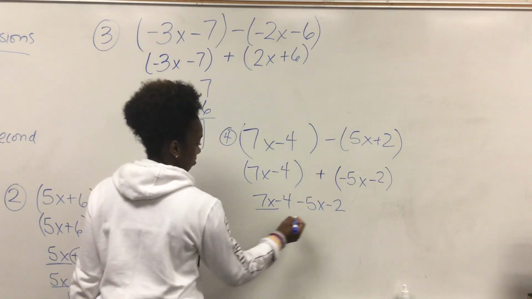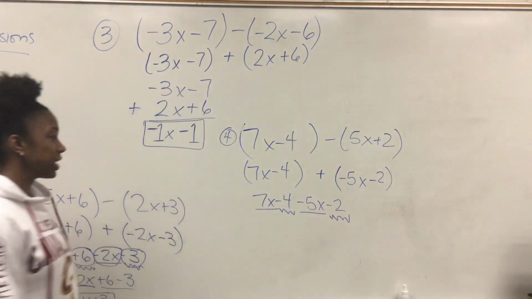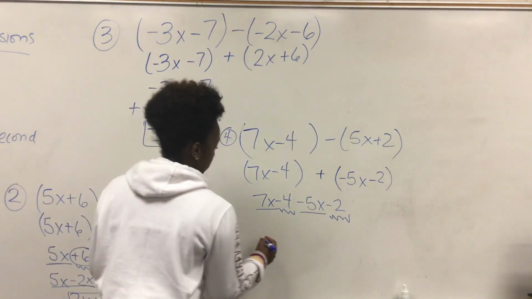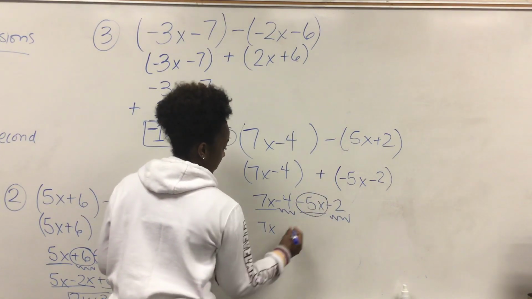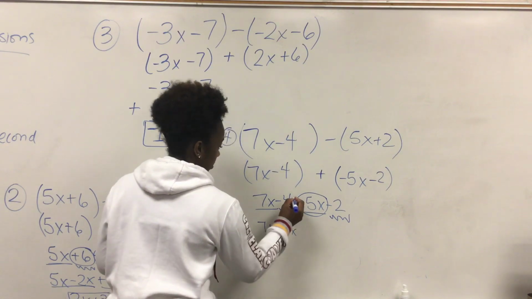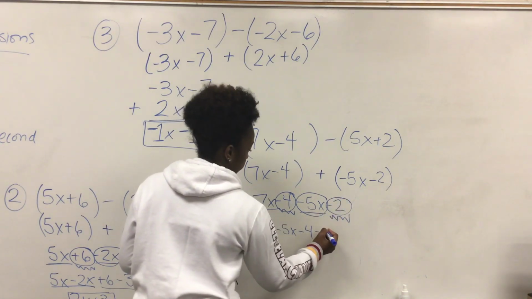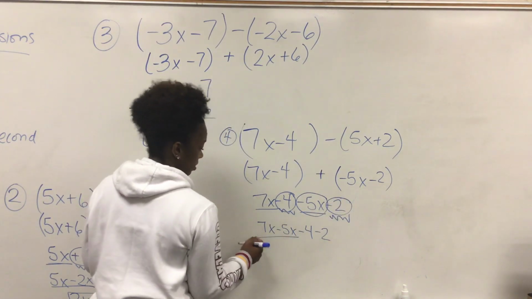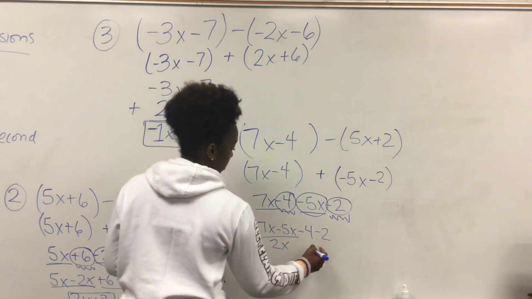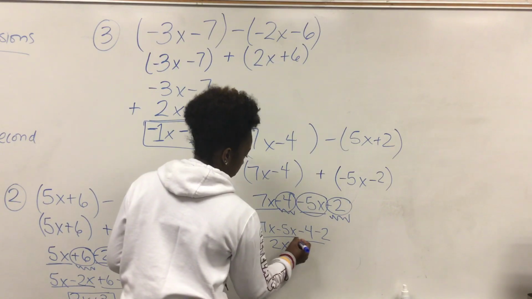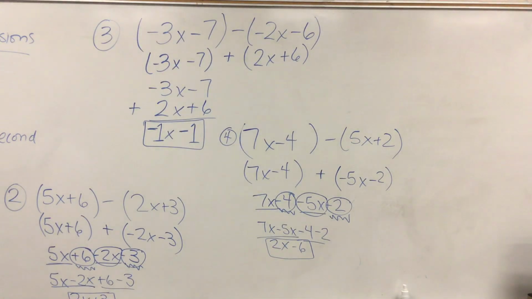Alright, like term, another type of like term. So we got a straight line, squiggly line. Now we need to move the like terms by each other. So there's 7x minus 5x, minus 4 minus 2. Combine like terms. 7x minus 5x is 2x. Negative 4 minus 2 is negative 6. So we get 2x minus 6 as our answer when we do it that way.